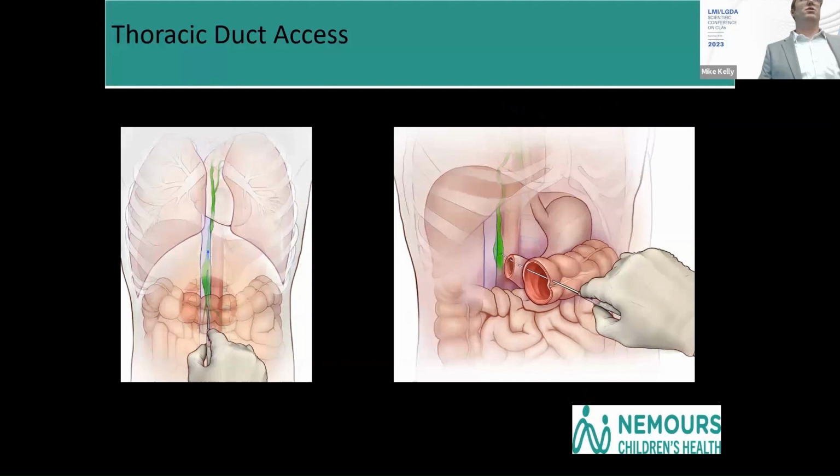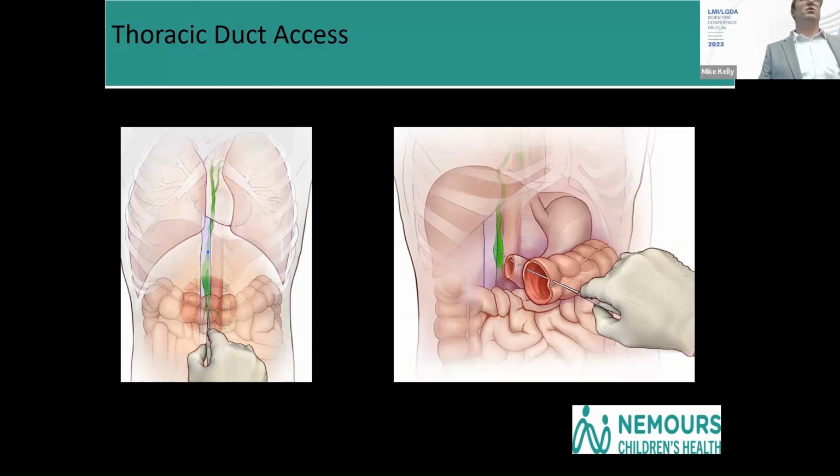And so once we started getting images and started classifying diseases, our next step was, well, what do we do now that we know this? And we needed to get access to these systems. And I like to show this slide because it's a very honest slide. And this is how we access the thoracic duct. So we take a needle and we go from the abdominal wall through whatever's in the way, and we insert it into the thoracic duct.